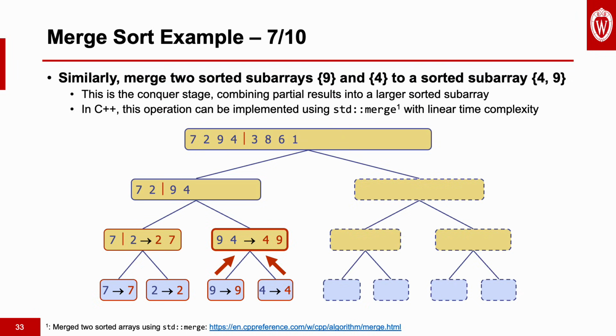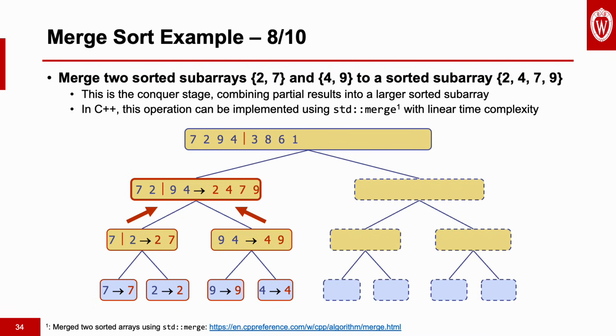Similarly, on the right branch, we merge 2 sorted subarrays, 9 and 4, into a sorted subarray, 4, 9. Moving up one more level, we merge 2 sorted subarrays 2, 7 and 4, 9 into a sorted subarray 2, 4, 7, 9. Again, this can be implemented using std::merge with linear time complexity.